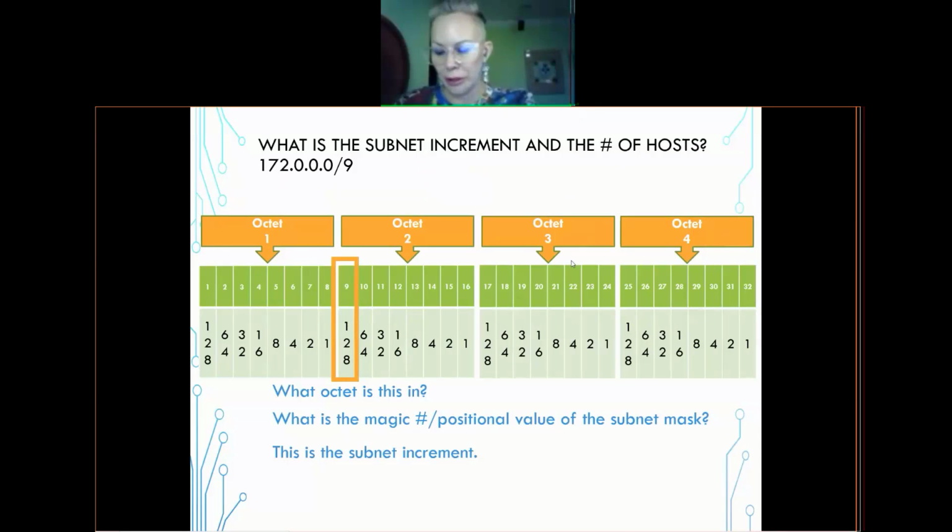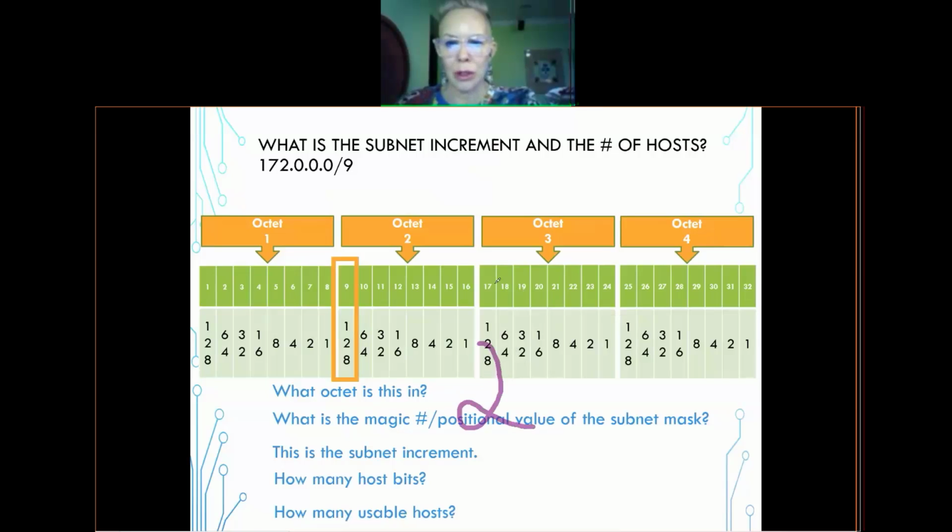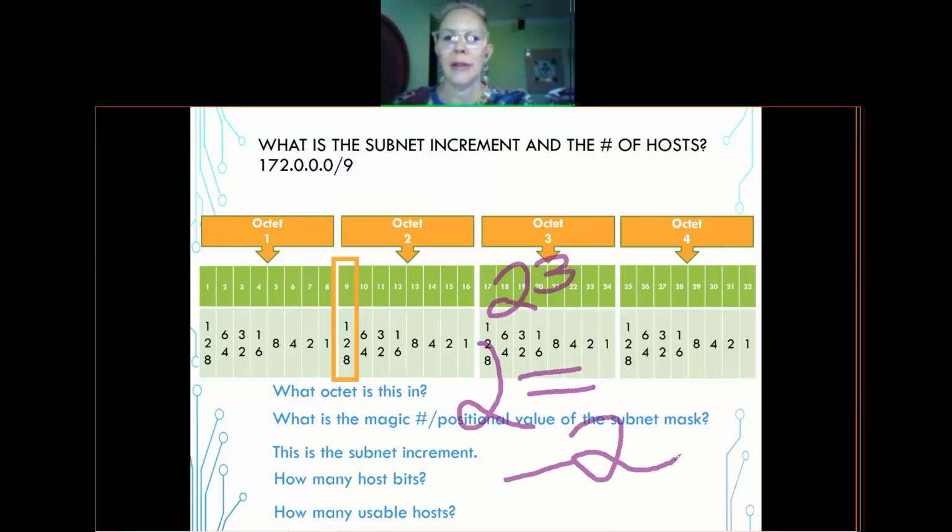How many host bits do I have? With a /9, how many host bits do I have? I've got 23, right? So again, this is like some big math, right? It would be 2 to the power of 23. Again, I don't know what that is. And then I'd have to subtract 2, right? I'd have to subtract 2.